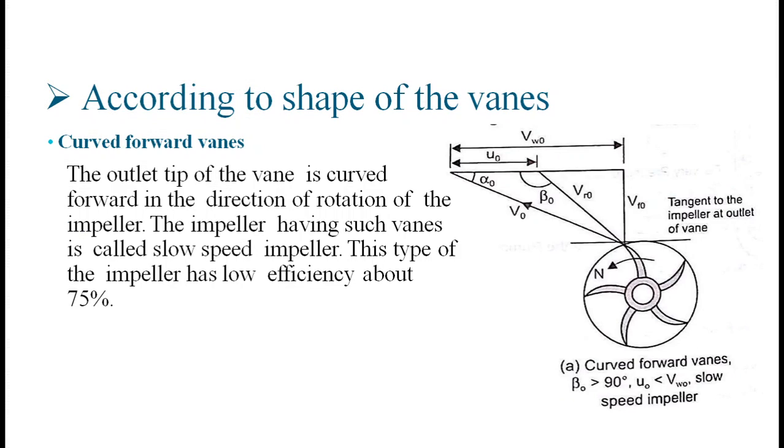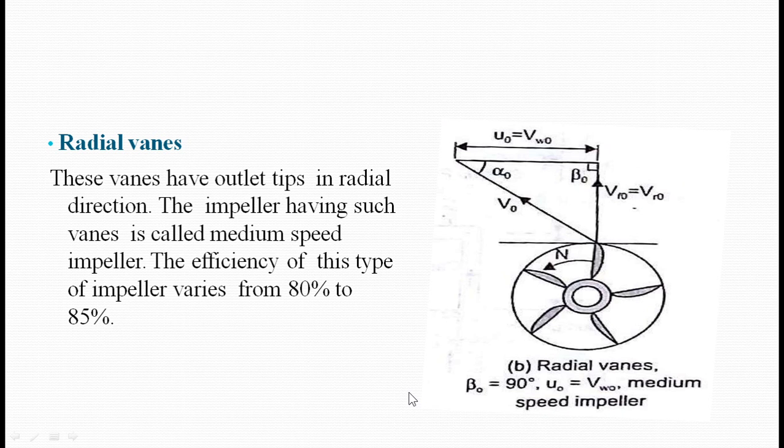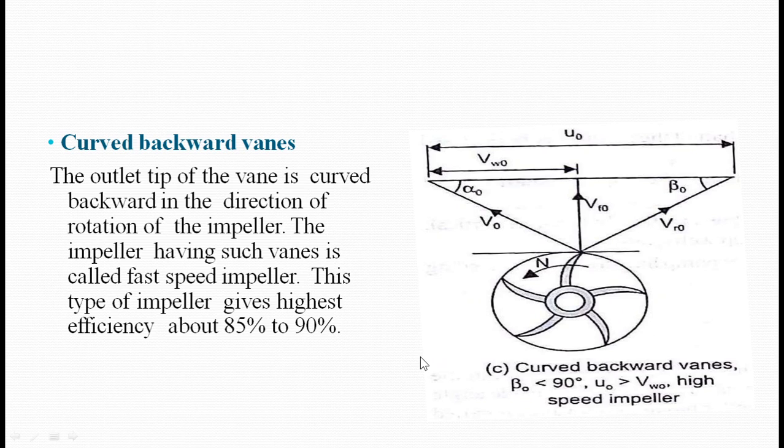Then next is according to the shape of the vane. The curved forward vane: the outlet tip of the vane is curved forward in the direction of rotation of the impeller. An impeller having such vanes is called a slow speed impeller. This type of impeller has low efficiency, about 75%. Then radial vanes: these vanes have outlet tips in a radial direction. An impeller having such vanes is called a medium speed impeller. The efficiency of this type of impeller varies from 80 to 85%.